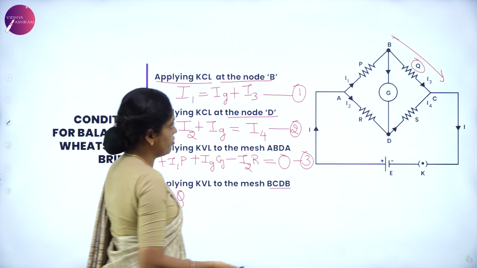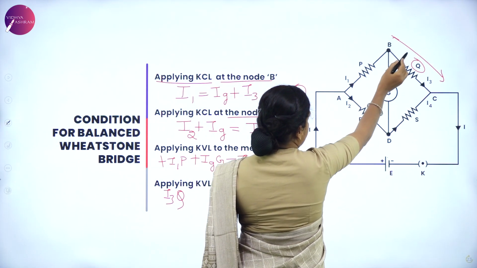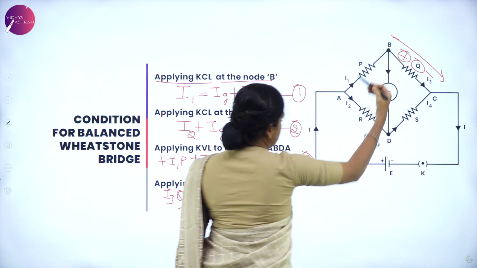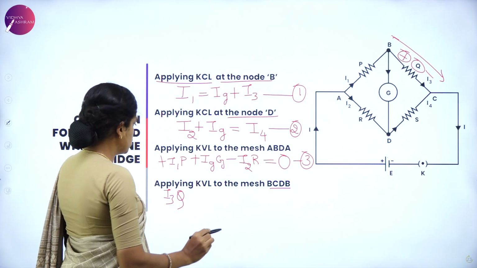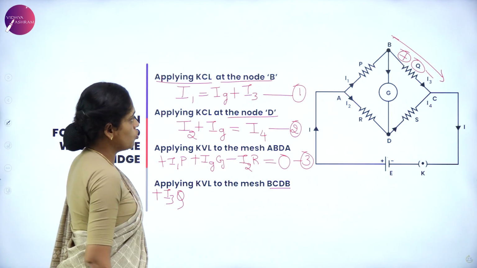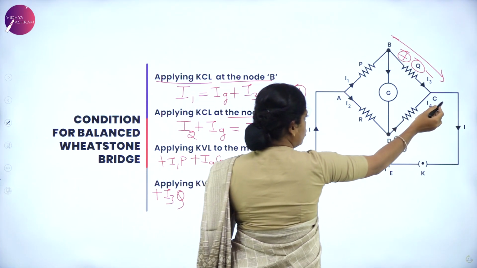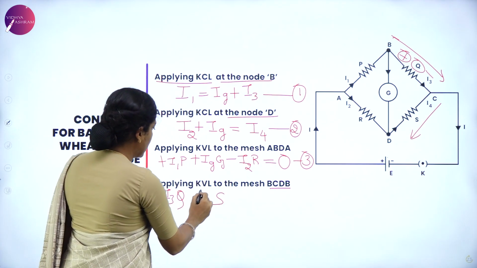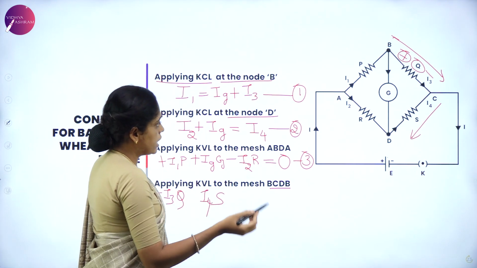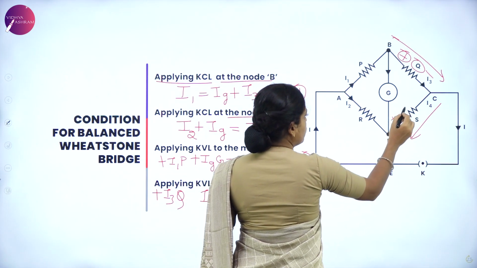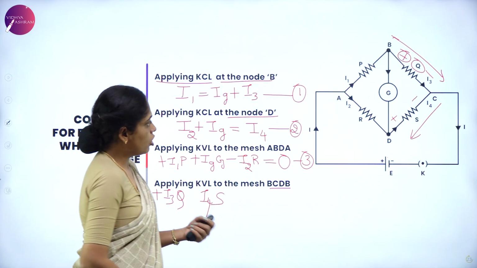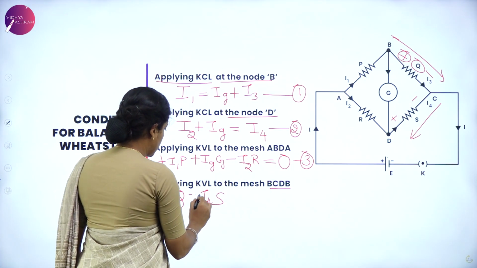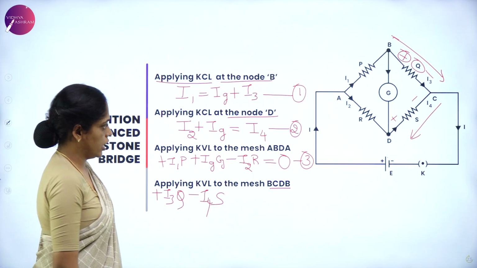And what is the sign convention? The current entering side is positive, the leaving side is negative. The first sign according to my direction is positive for this voltage. Then from C to D, the resistance is S and the current through that is I4. Current entering side is positive, leaving side is negative. But according to my direction, the first sign I reach is negative, therefore this voltage is negative.